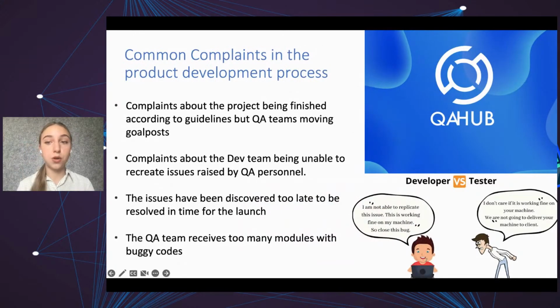Given what was discussed earlier, there are a number of complaints that crop up in the product development team. First, complaints about the project being finished according to guidelines, but QA teams moving goalposts. It seems to happen to the best of teams, after working hard on a project and completing everything to the best of their ability. While the development team might feel that the job is complete, the QA process has only kicked off and starts to find defects and issues.